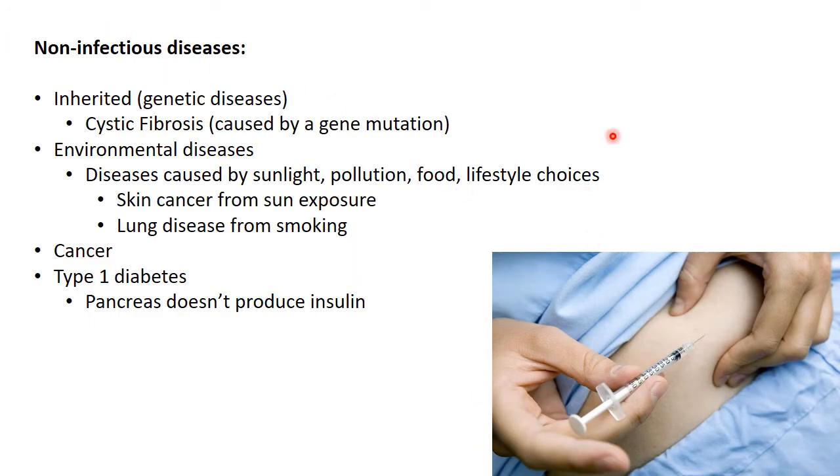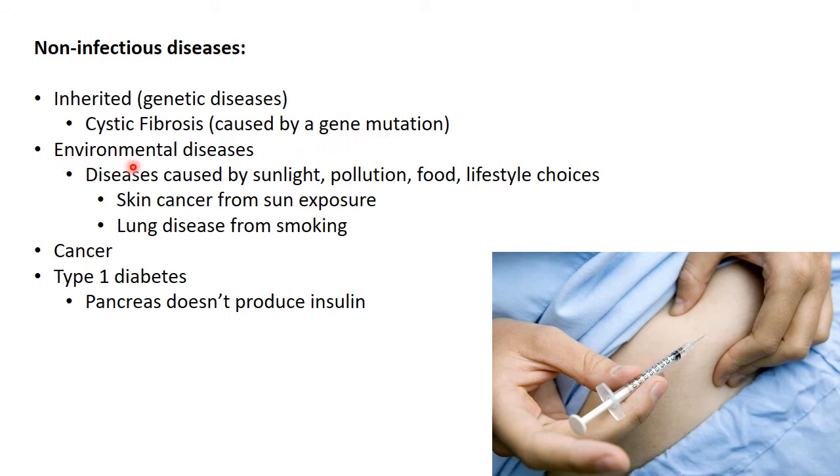Now let's have a quick look at non-infectious diseases. So remember, non-infectious means it causes a disease in the person, but that it's not contagious to another person. So examples can be diseases that are inherited, so because of our genetics or our genes. An example is cystic fibrosis. And this is caused when a gene mutates or changes.